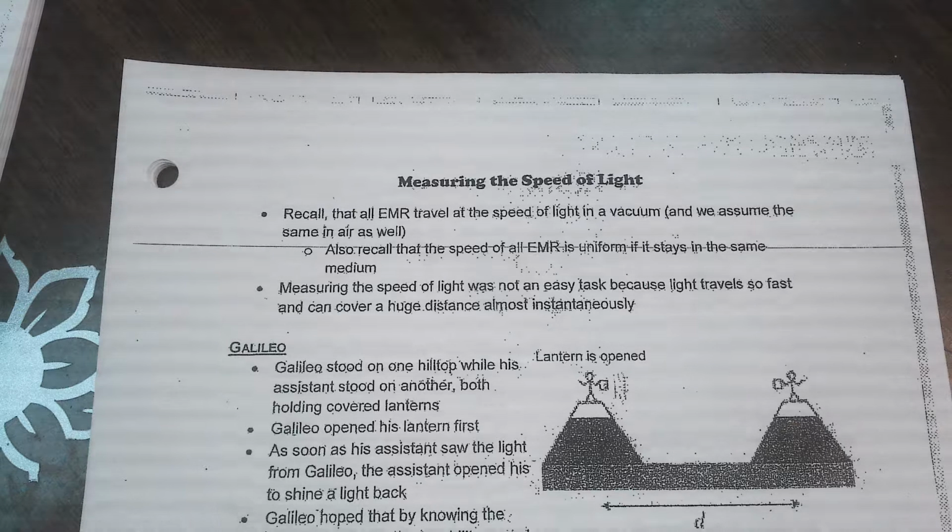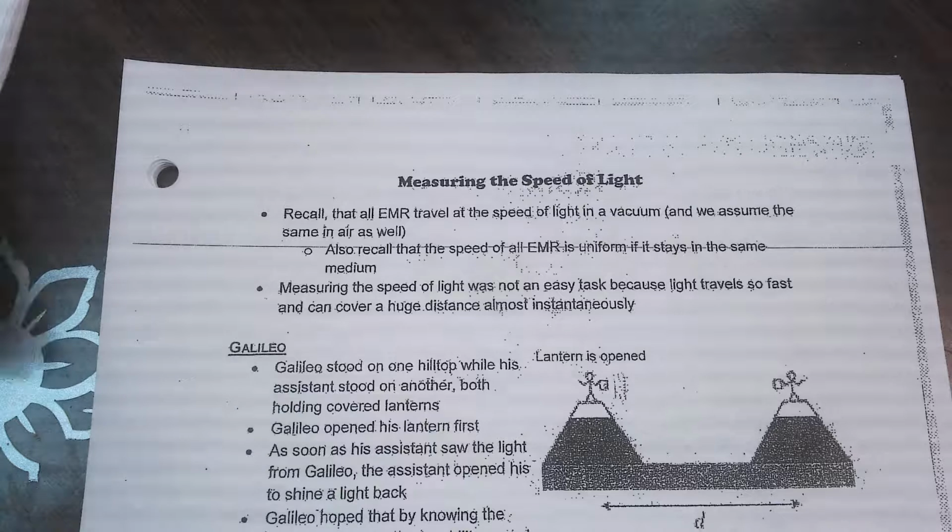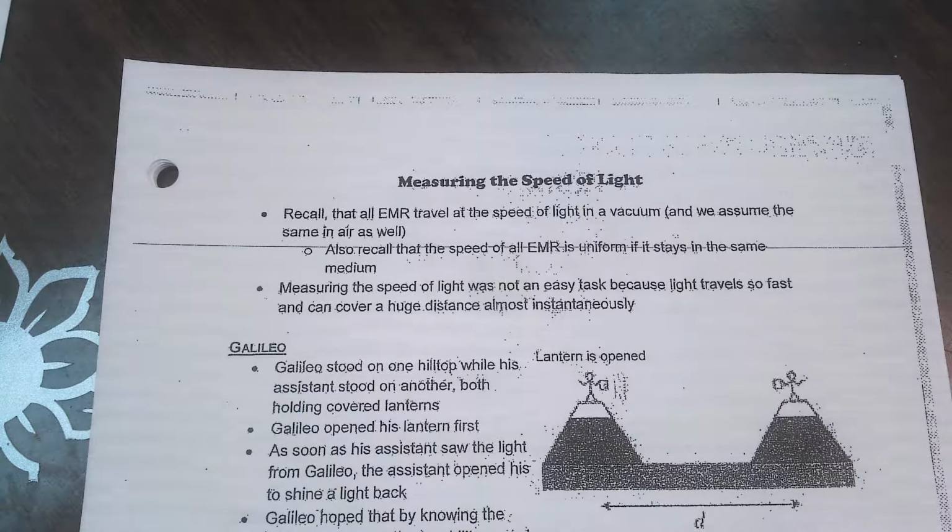Okay, this is lesson 3.2, measuring the speed of light. In the first lesson, we had an introduction to electromagnetic radiation, otherwise known as EMR. We know that that is accelerating charged particles, or changing magnetic or electric fields. And we were introduced to some new terminology. Some we've heard back in grade 8 and some is new now.